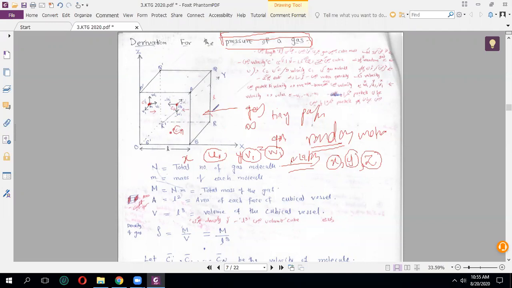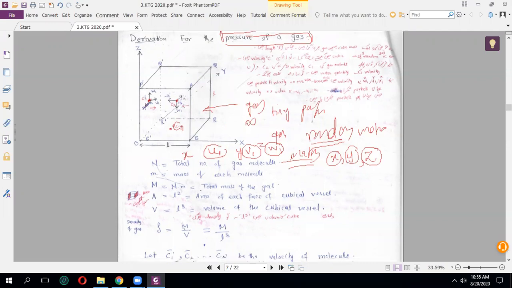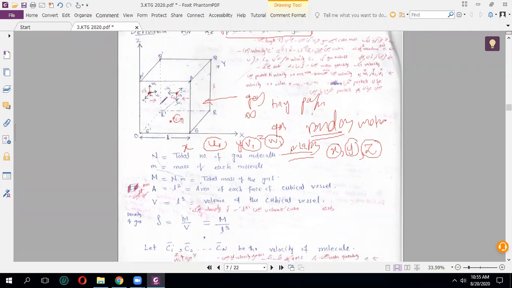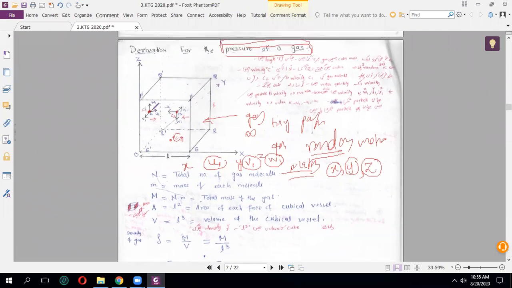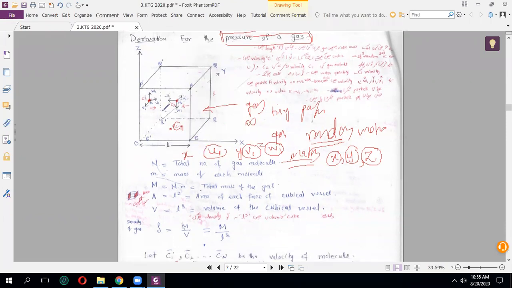Understood this part, students? This is a cylindrical cube. Anyone having any doubt here? Sir, please explain once again, this ending part. What are we supposing here?